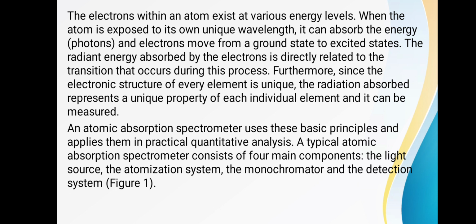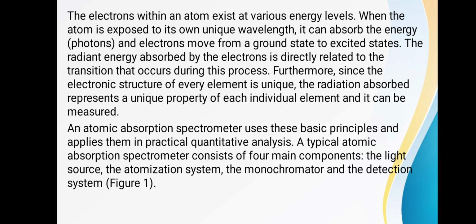The electrons within an atom exist at various energy levels. When the atom is exposed to its own unique wavelength, it can absorb the energy, and electrons move from a ground state to an excited state. The radiant energy absorbed by the electrons is directly related to the transition that occurs during the process. Furthermore, since the electronic structure of every element is unique, the radiation absorbed represents a unique property of each individual element and can be measured.